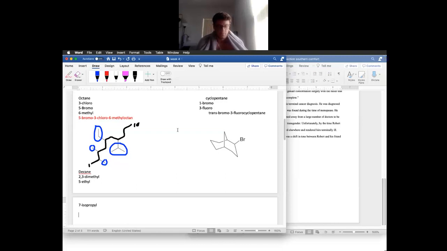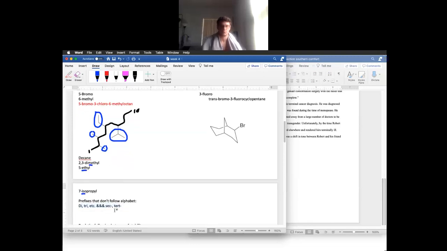So, but there's a caveat. The prefixes that don't follow the alphabet are things like di, tri, and so on, and secondary, tertiary. All right. So these don't follow the alphabet. So the things that you would be putting in alphabetical order are the ethyl, iso, and methyl. So can somebody tell me what the name of that would be?